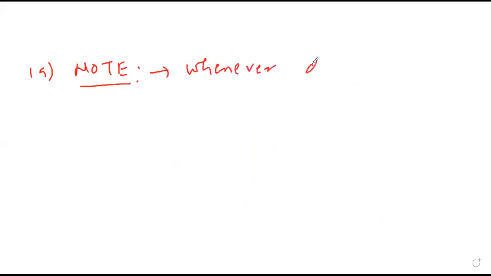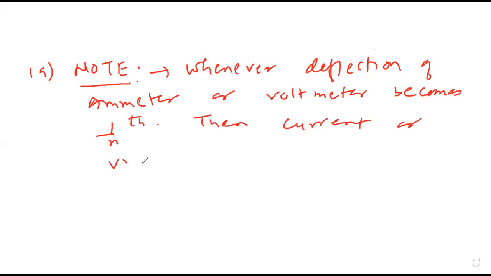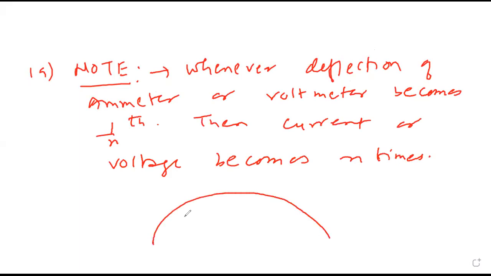Whenever deflection of ammeter or voltmeter becomes 1 nth, then current or voltage becomes n times. That means if this is the circular degree scale, it can measure 0 to 10.